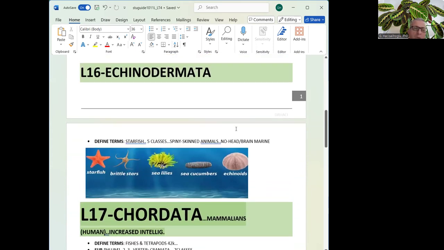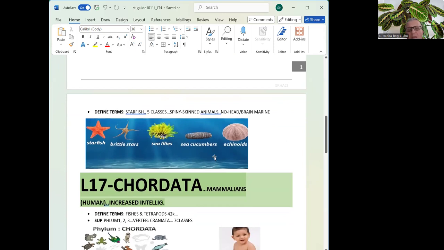Next is Echinodermata, another large phylum, Lab 16. Starfish is our model system here. Basically, there are five classes. These are also called spiny-skinned animals, with no head or brain. They are mostly marine animals: starfish, brittle stars, sea lilies, sea cucumbers, echinoids. A lot of very interesting marine animals are in this phylum. Again, same idea: go over each class, look at each slide, and go over what class it is, what the representative species is, and the Latin scientific name.